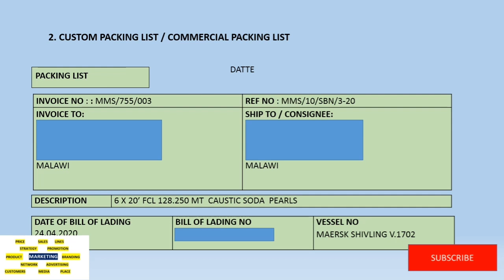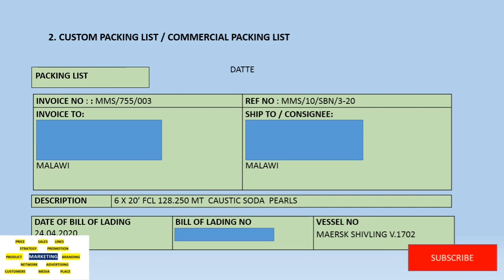In the packing list also mention the date of bill of lading, meaning the bill of lading's actual date, like here mention 24th April 2020. Bill of lading number, here mention bill of lading number and vessel number. Vessel number always mention in packing list because before the goods reach, parties send the draft documents for confirmation and original documents.